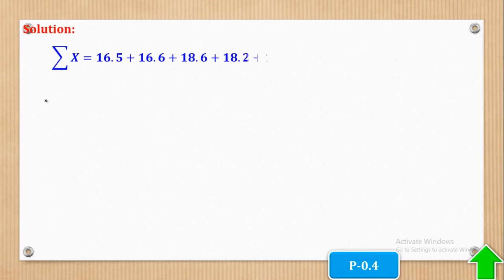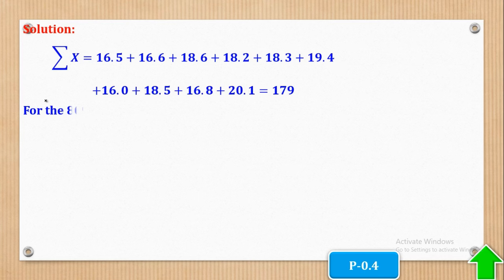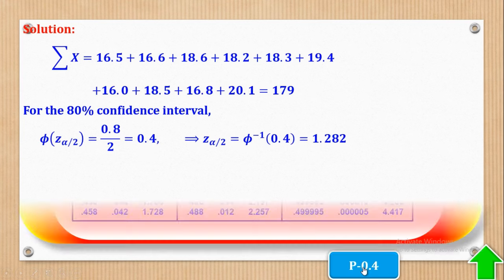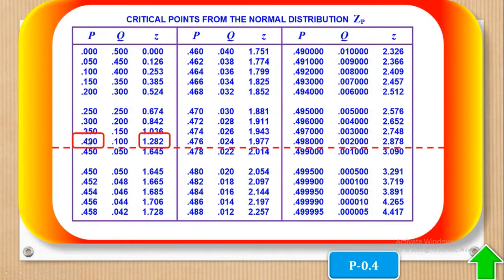So the first thing to do is to get the summation, because that summation will help us to get the sample mean. Now for the 80% confidence interval, phi of Z alpha is equal to 80%, which divided by 2, which is 0.4. Now 0.4, it means that we can get it from the table. So from the table, 0.4 is here under P, and the corresponding Z value is 1.282.